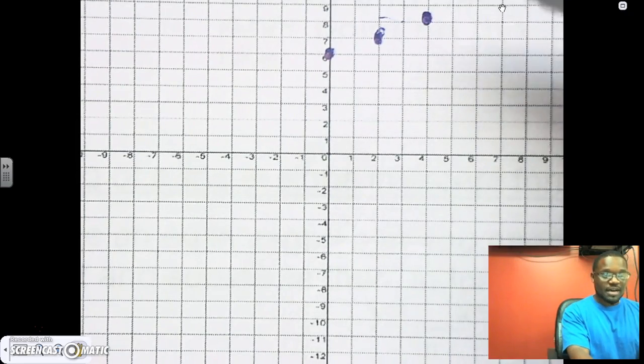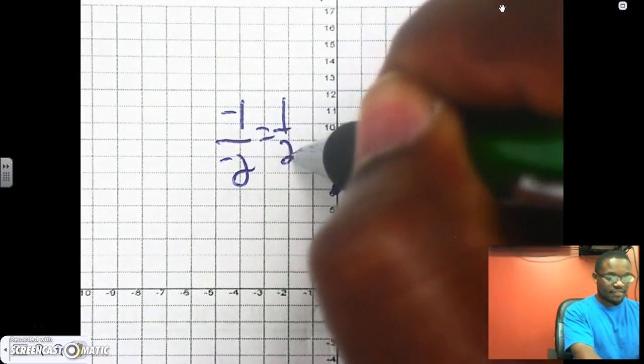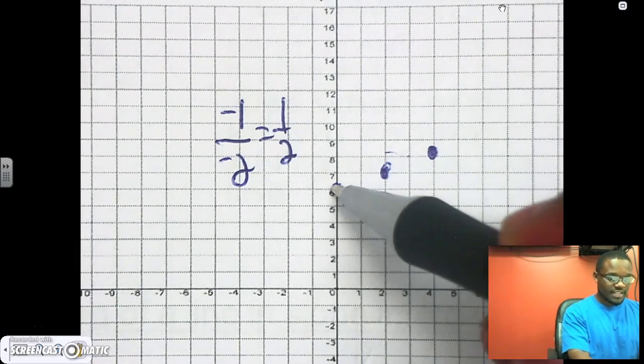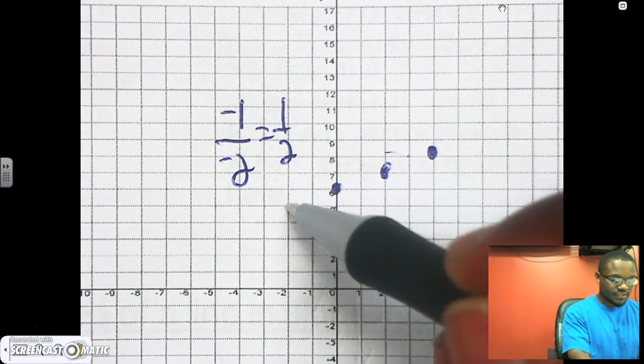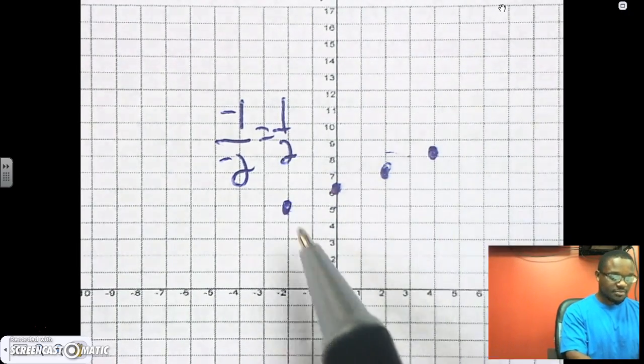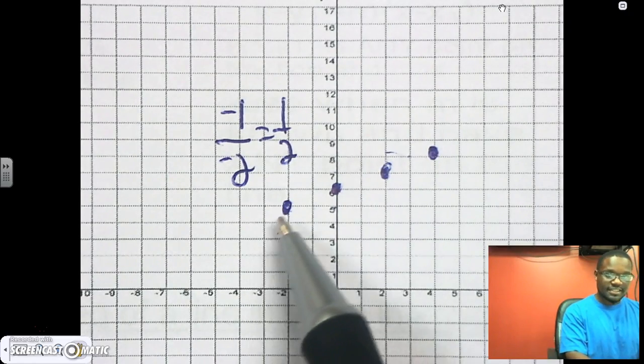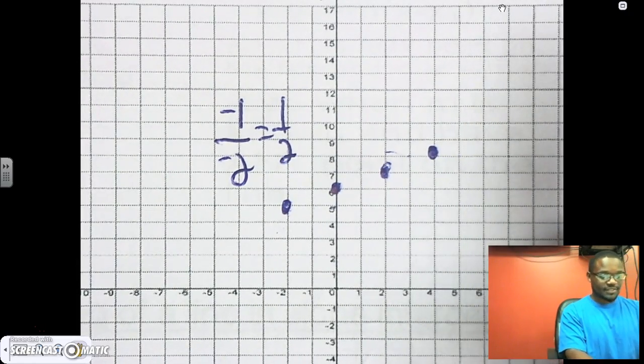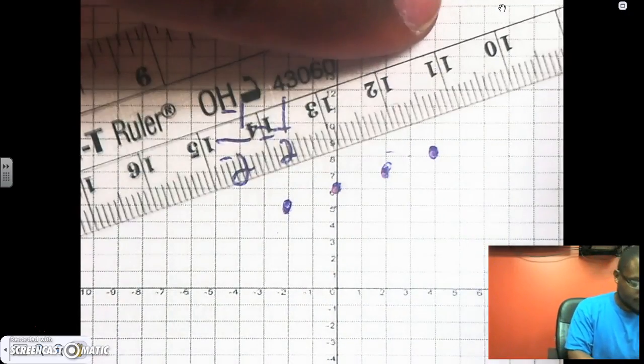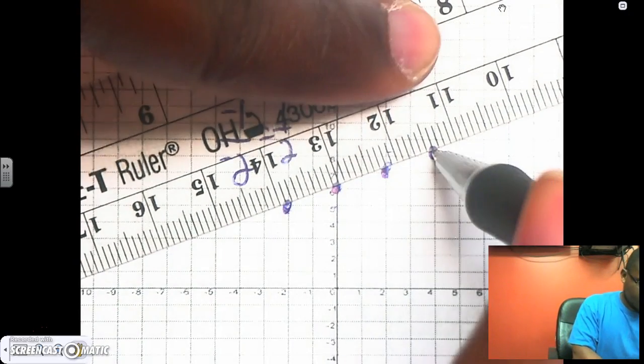What's a negative divided by a negative? Positive. That's right, it is a positive. So if I do -1 over -2, doesn't that equal positive 1/2? So what if I start here and I go down 1 and to the left 2? You notice how it's a different point, but I'm on the same line? See, math works, man. If you do it right, it works anyway.